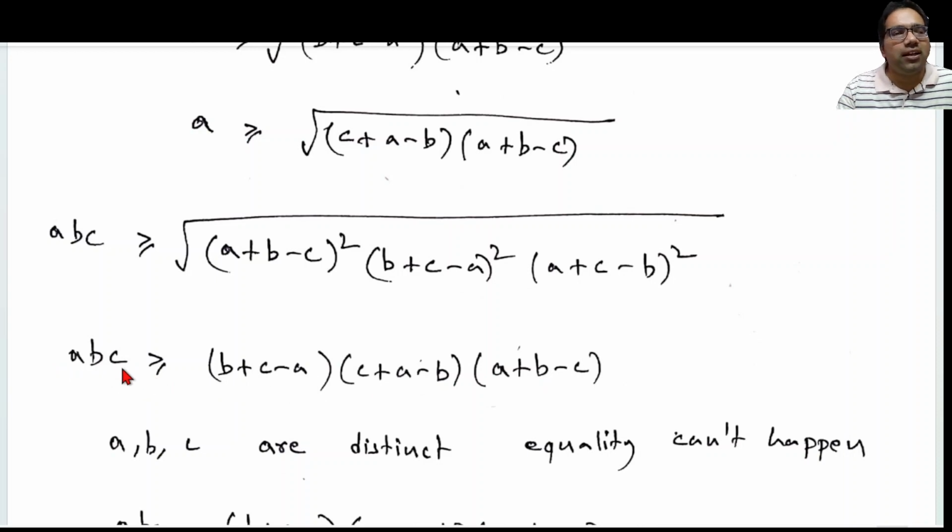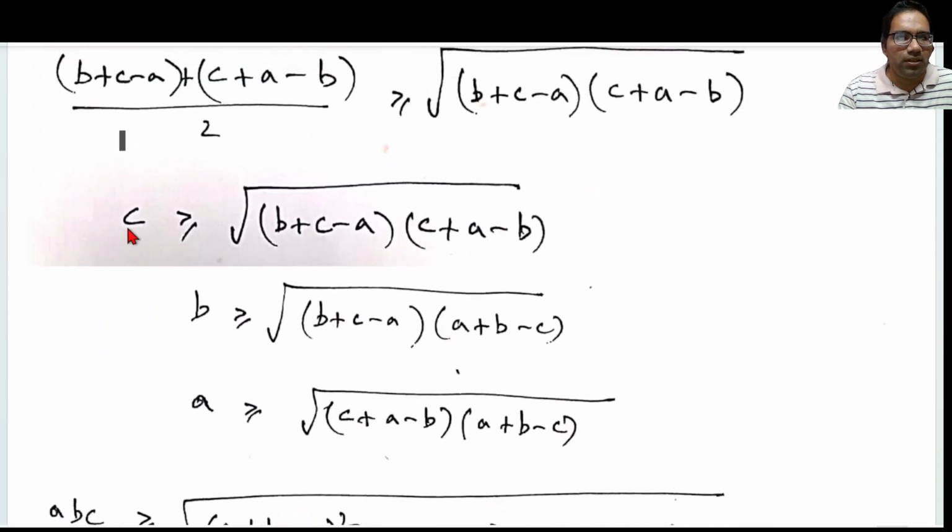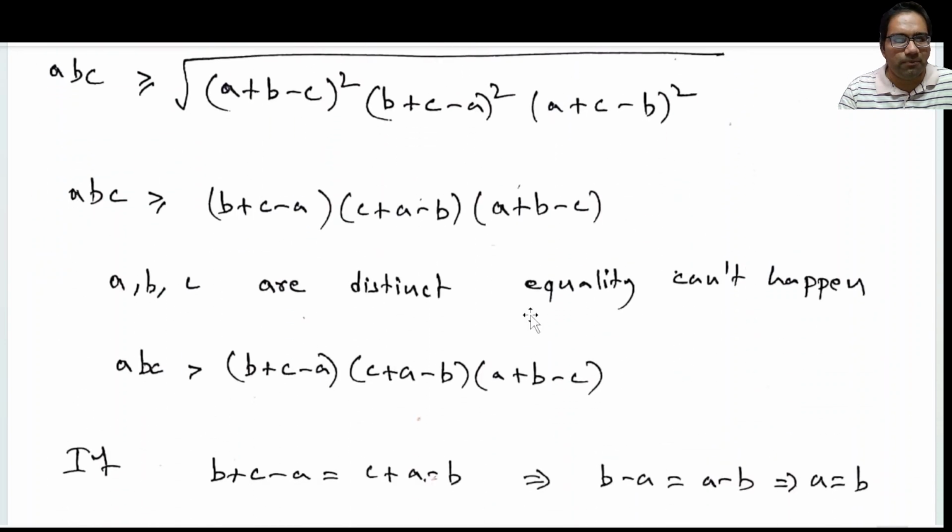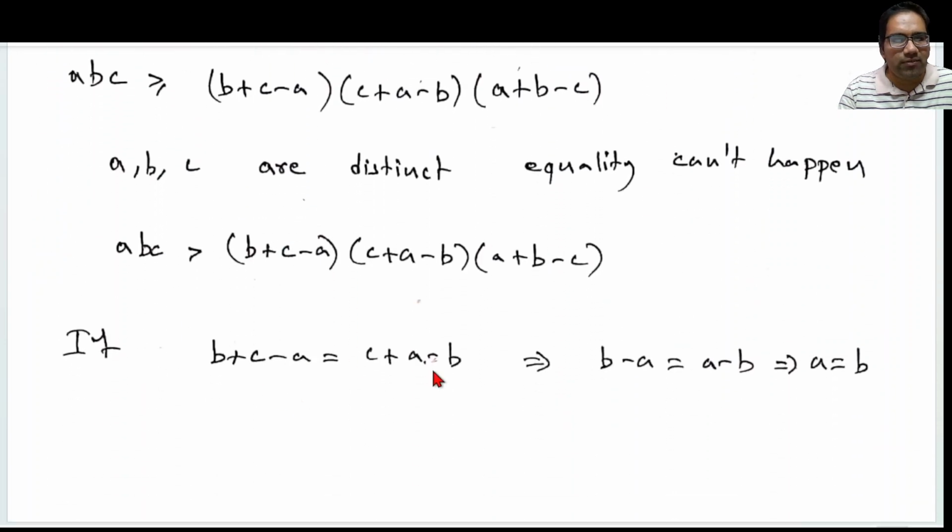But wait, here when is the equality happening? Equality will happen when both these are equal. For example, when these are equal, then this c equals this or b equals this, whatever. But when these are equal, let's say, for example, b + c - a is equal to c + a - b. What does that mean? c and c will cancel each other. This means b - a equals a - b. That means a equals b.